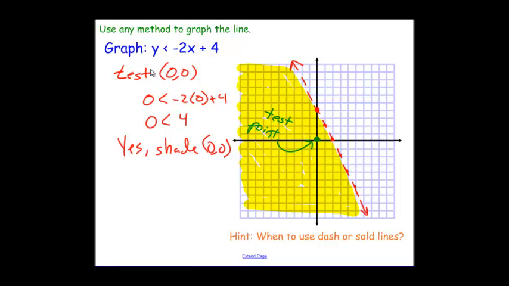All right, so here we have the graph: y is less than negative 2x plus 4. So the first thing we probably want to do is graph the line. Now notice here it's less than, not equal to, so I'm going to use a dashed line. So I start at positive 4, slope of negative 2, and there's our line right there. Now, here's where I use the test point. Plug (0, 0) into the equation and see what happens. So here we plug it in. We get 0 is less than 4. Yes, it's true. So at the point (0, 0), right here, this point is a solution.